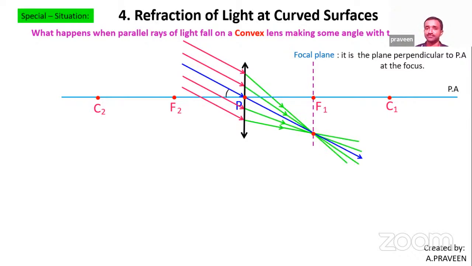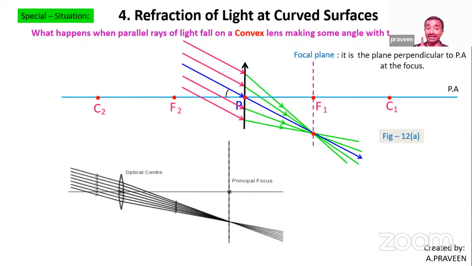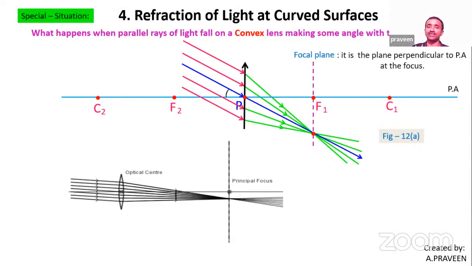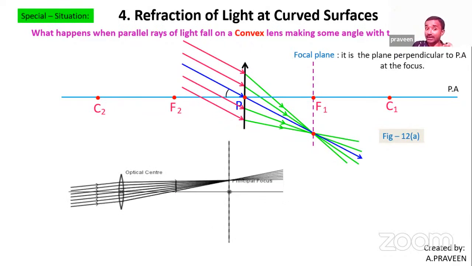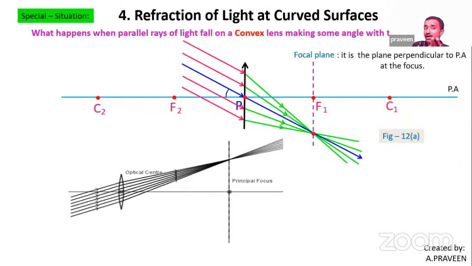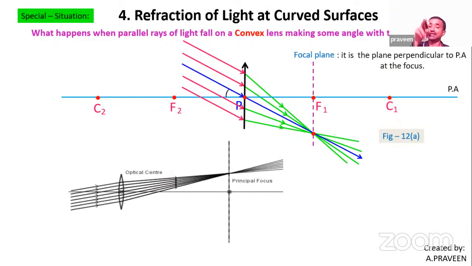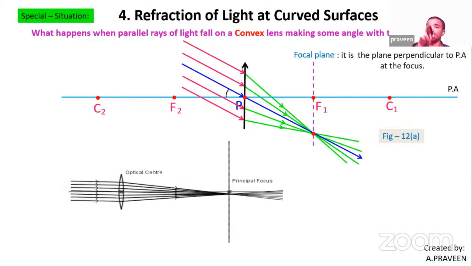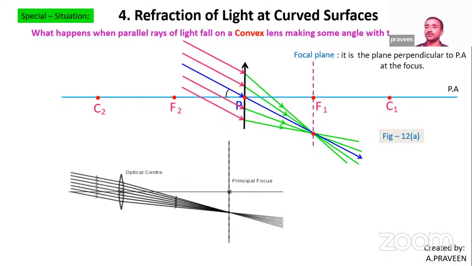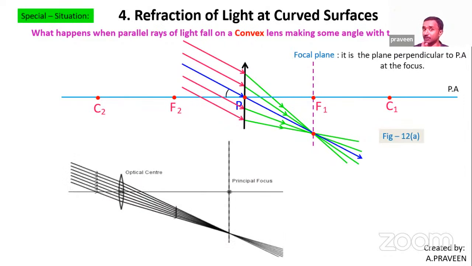So converging. Convex lens, converging light rays. But that converging point is not at F1, it is at the imaginary focus. Right? So already I have shown practically what they observed. That is only given as a diagram. So always, a parallel beam of light rays passing through the convex lens, after refraction, converges at a point that is lying on the focal plane, but not exactly at the principal focus.